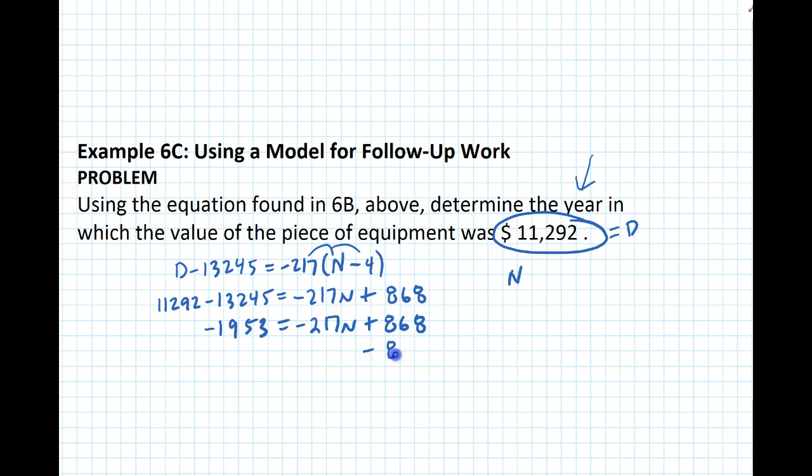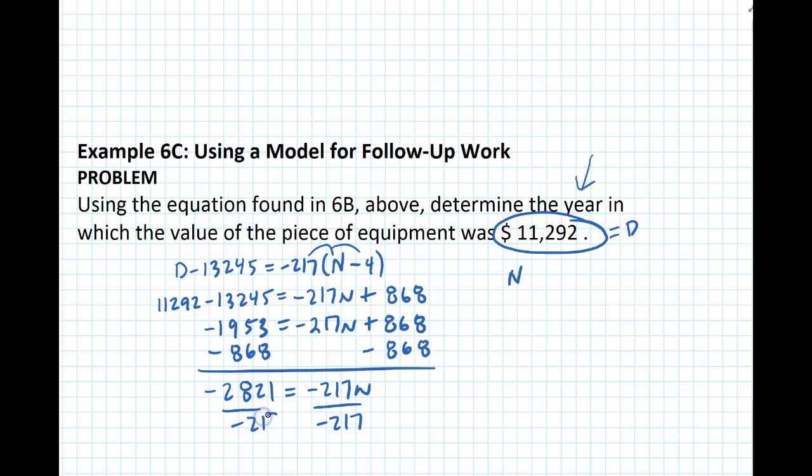Then I'm going to subtract 868 from both sides. Use my calculator again, and I get negative 2,821 equals negative 217n. Divide by negative 217. And n will equal 13.